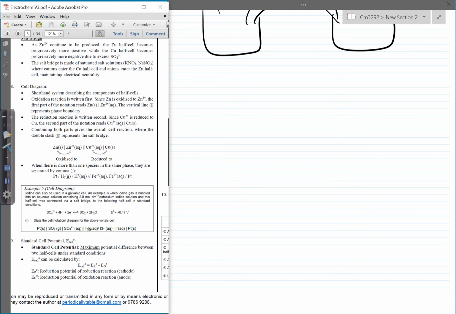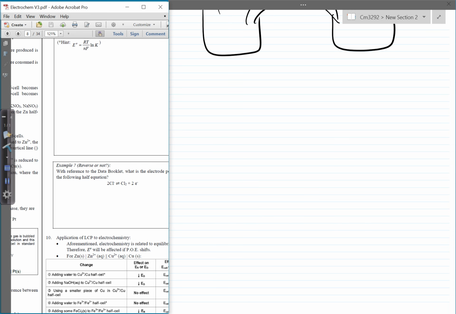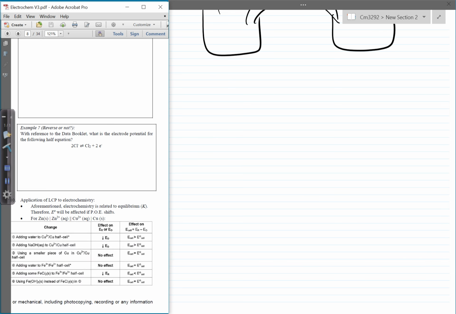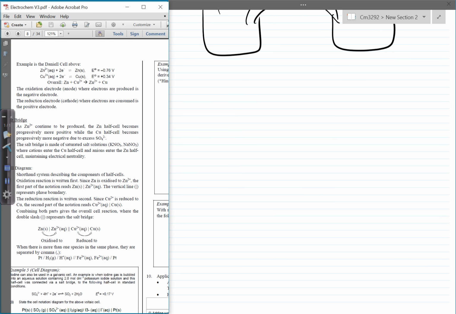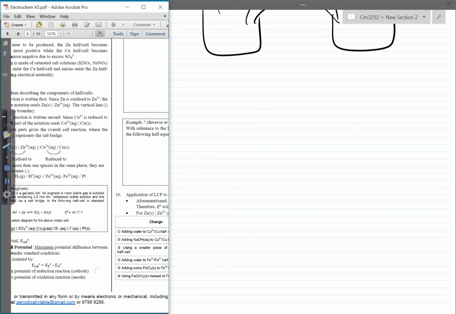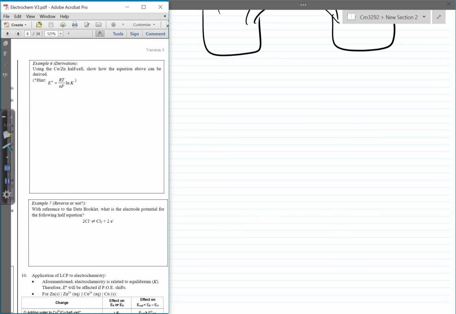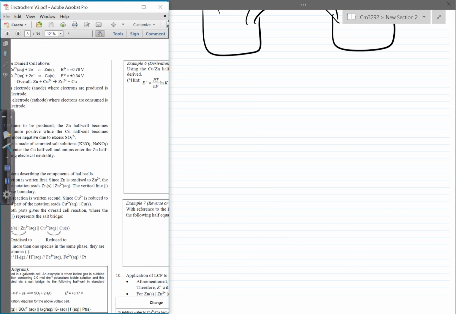Anyways, E cell can be calculated by E reduction minus E oxidation, right? And later on we'll see how this equation is derived, right? So whenever you see an equation, always ask yourself, how is it derived? Don't just take it as it is, right? So how do you derive this equation? It's actually very, very simple, right?